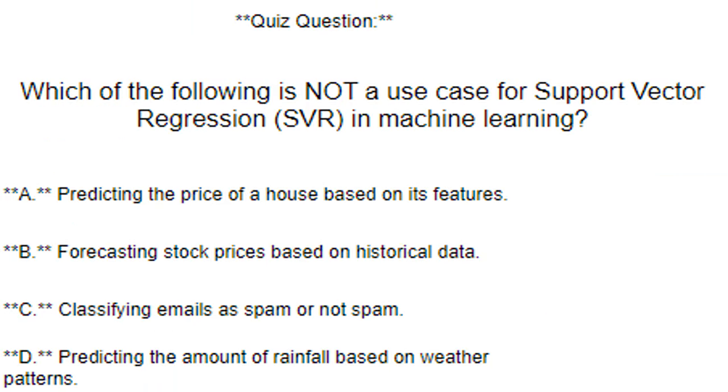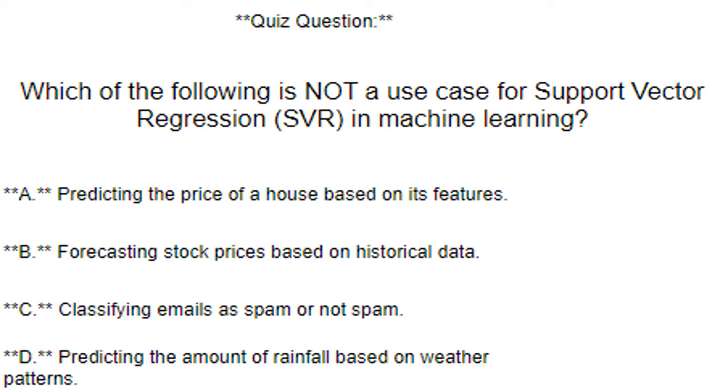Which of the following is not a use case for support vector regression (SVR) in machine learning? A. Predicting the price of a house based on its features. B. Forecasting stock prices based on historical data. C. Classifying emails as spam or not spam. D. Predicting the amount of rainfall based on weather patterns.